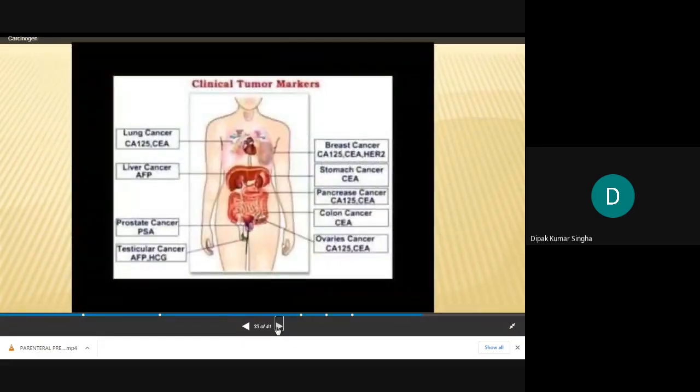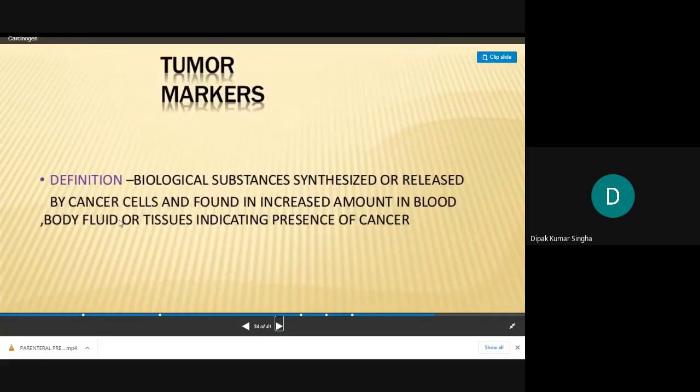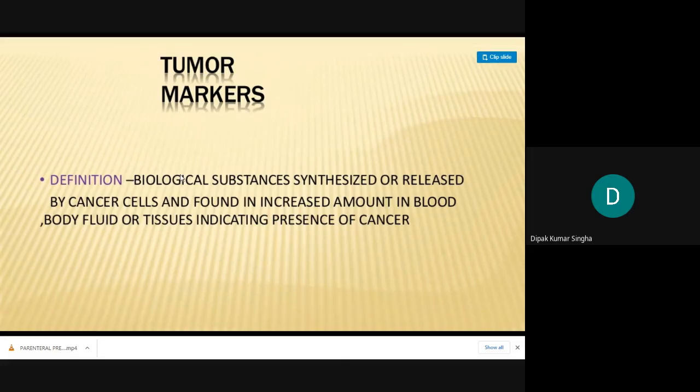Like the clinical tumor markers, for lung cancer, these are the markers; for liver cancer, AFP, and details. This is the details, next. The definition of a tumor marker: the biological substance, that means which material is the identified marker by which you can identify cancer in different organs or areas. The biological substances are synthesized or released by the cancer cell and found in increased amounts in the blood, body fluids and tissue, indicating the presence of cancer.